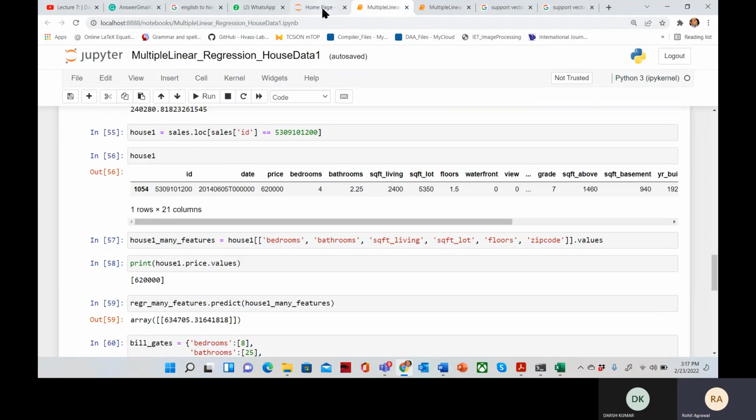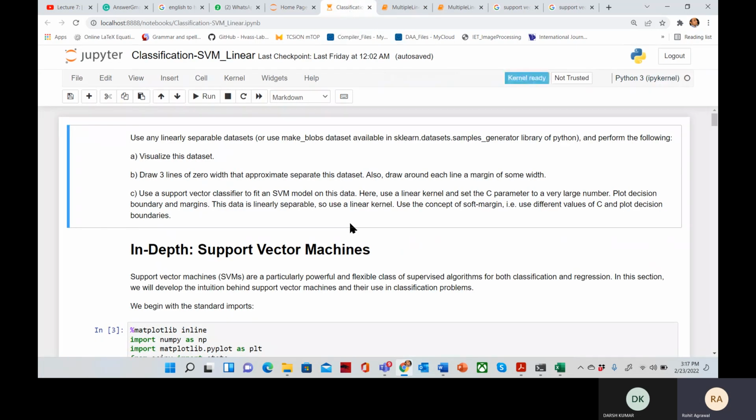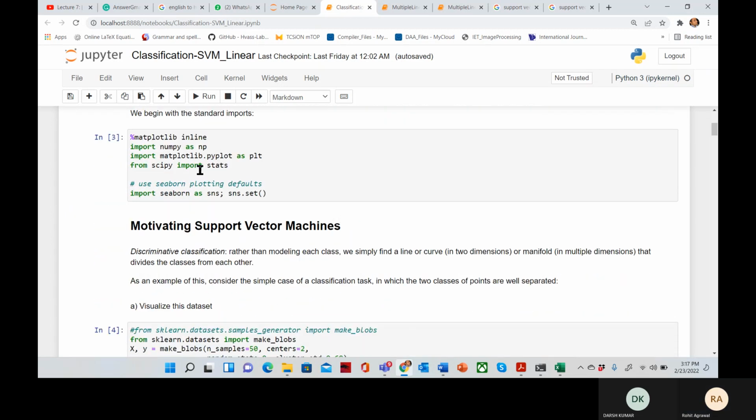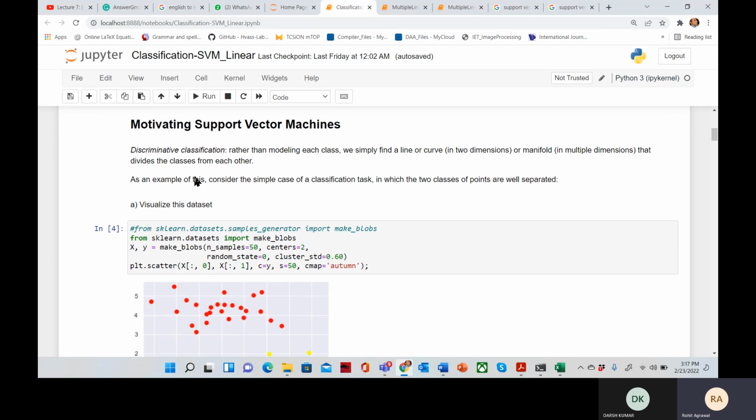Okay, this is done. Now the next was the SVM. And keep in mind, I'm giving you the example for linearly separable data. Support vector machine can be used for non-linearly separable data as well. So this is the file. NumPy as np. This is for plotting purposes. This is for scientific computing. SciPy we have already discussed. Now see.